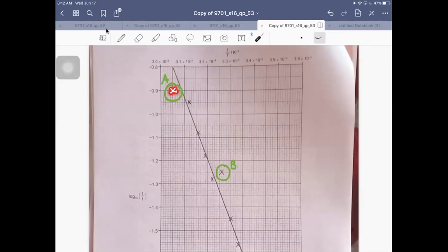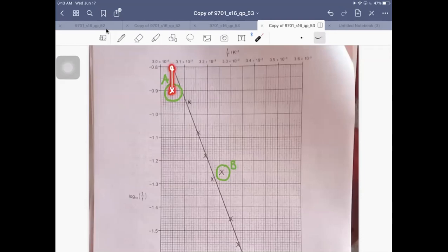Okay, so you need to give a reason. What are the possible reasons that can cause a person to think that the reaction takes longer than it is supposed to? Okay, that's how you see it. Line is here, but your point is here. So that means your point takes longer than the expected value.